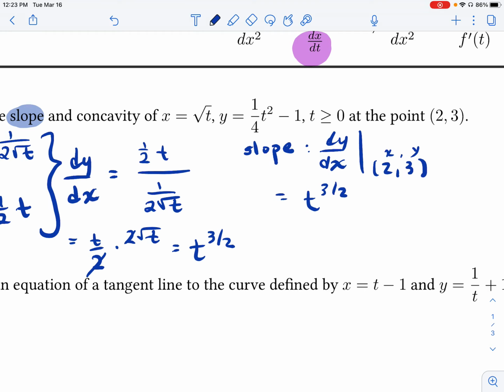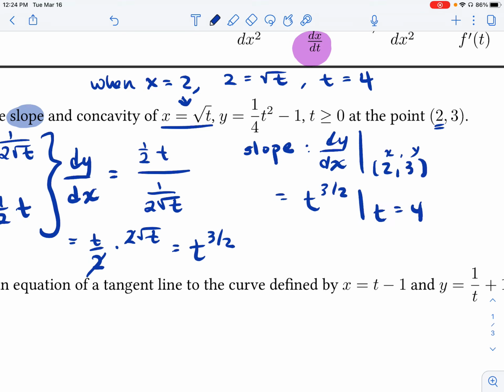So when x is equal to 2, and it doesn't really matter which one you use, we're using this coordinate here. When x is equal to 2, what is t? Let's plug it in using this equation here. When x is equal to 2, 2 is equal to root t, which means that t is equal to 4. Because this is a rectangular equation, when x is equal to 2, y has to be just one other value, so it doesn't matter which one you use. So now we can evaluate our slope at the t value 4. And when we plug 4 into this, we should just get 8. So what we just found is our slope at the point 2, 3.